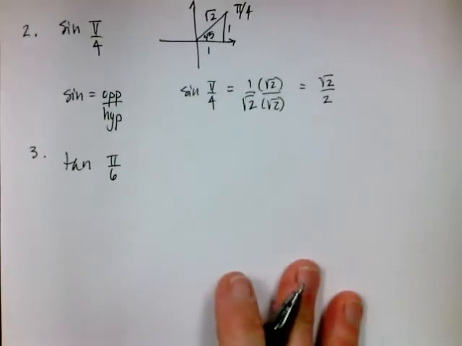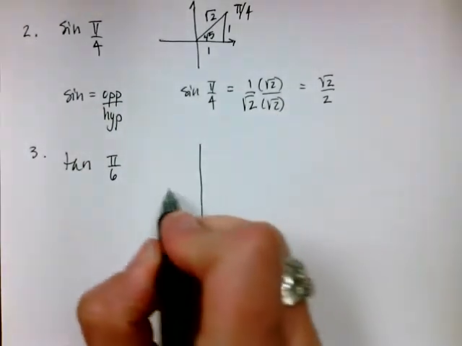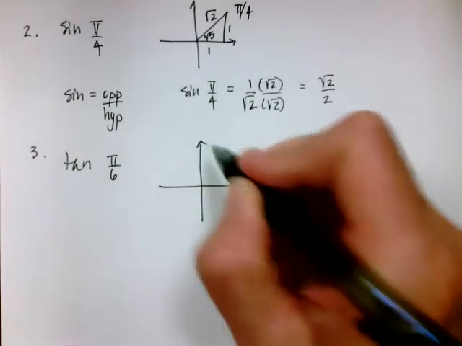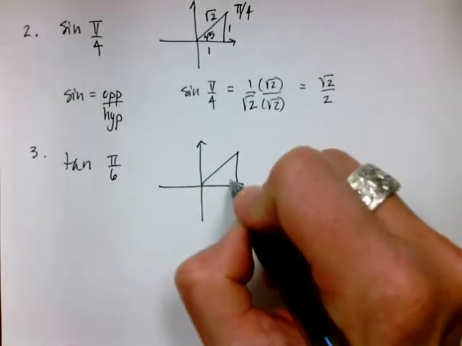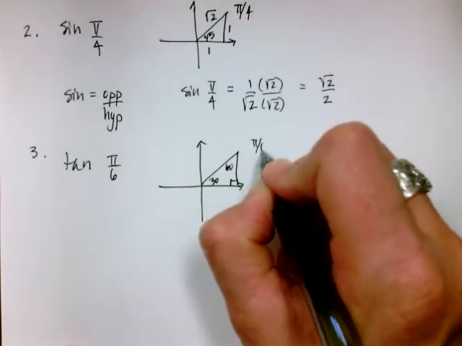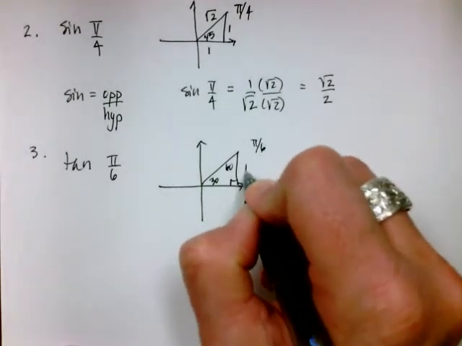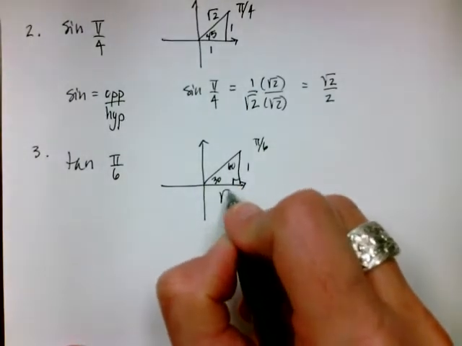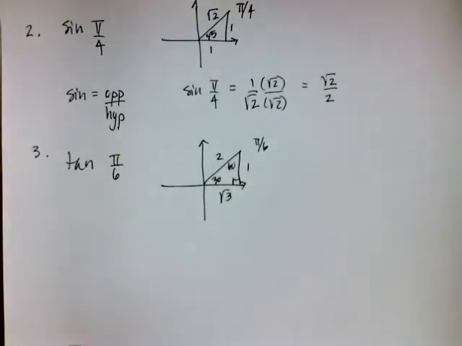Pi over 6 is a special. It's a 30-degree angle, so I'm going to draw it. Okay. So here's my triangle. This is the 30. This is 60. This is my pi over 6. It's in radians. Opposite the 30 is 1. Opposite the 60 is radical 3. And then this is 2.